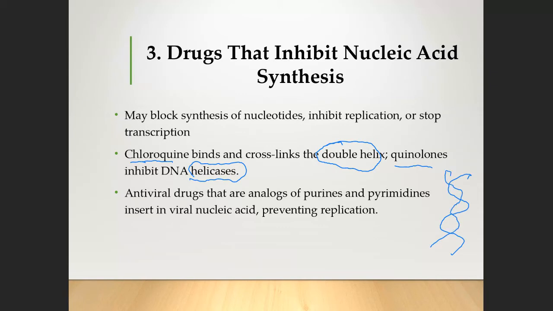Okay, so in order to replicate or duplicate, this double helix has to be opened. It has to be opened like that. Therefore, the new DNA will be made over here. Now, in order to open this double helix, they need an enzyme called helicase, and quinone actually blocks this enzyme. Therefore, the bacterial DNA will not be able to replicate.